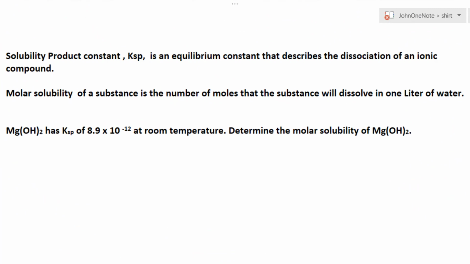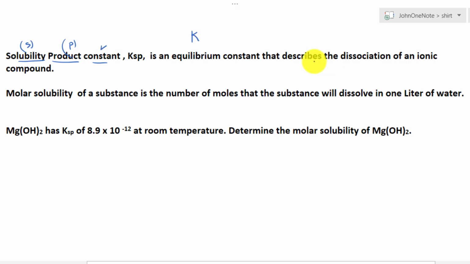In the previous lesson, you learned about writing an equilibrium constant, and we used the letter K to represent equilibrium. Today, we are going to look at a specific type of equilibrium called solubility product constant, represented by KSP. The S is for solubility, the P is for product, and remember, this is a constant. That means it doesn't change.